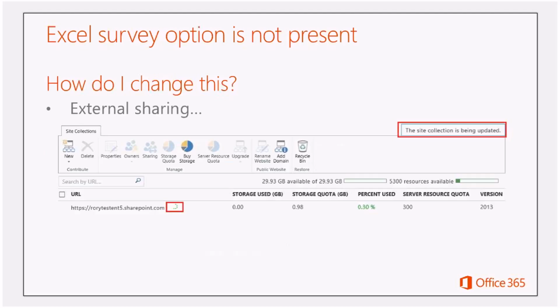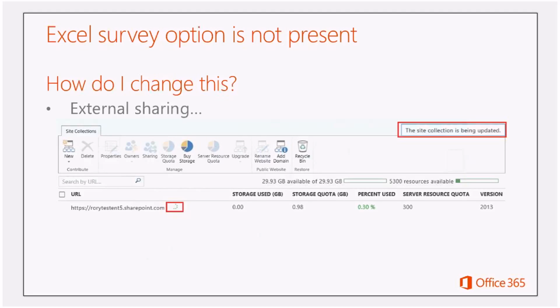One thing to note, after you have made a change to a site collection here in the Site Collections page within the SharePoint Admin Center, you must wait for the update to complete. I've highlighted the two things which will display that this is happening. First, you'll have the green spinning icon to the right of the site collection, and then up in the top right, you'll have the site collection is being updated. Generally, this should take 30 seconds or most often less. Wait for this to complete, and then following that, the survey option will be available.